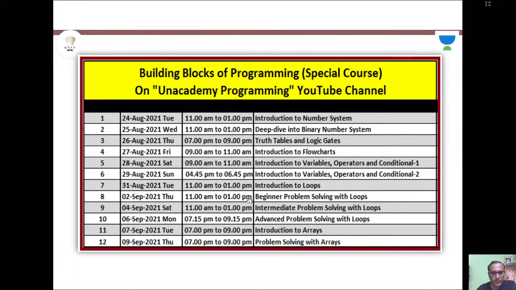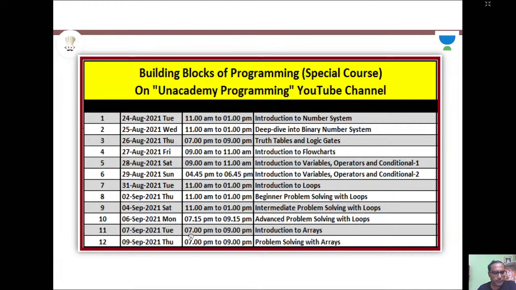So we have completed the 2nd September beginners problem with loops. Now we shall go for the 4th September, 11 am, that means the day after tomorrow. We'll be going for 11 am, that is the intermediate problem solving with loops. Then on 6th, 7th, 15 pm, advanced problem solving with loops.